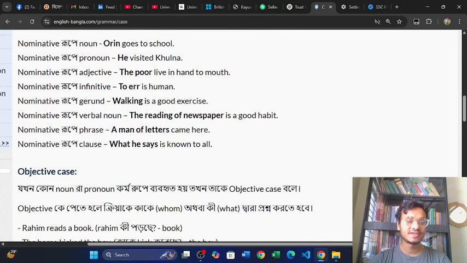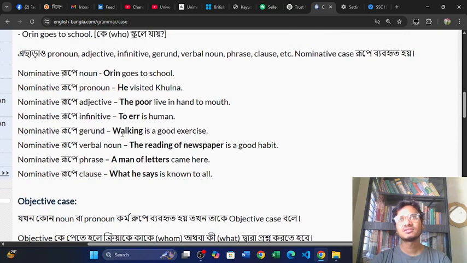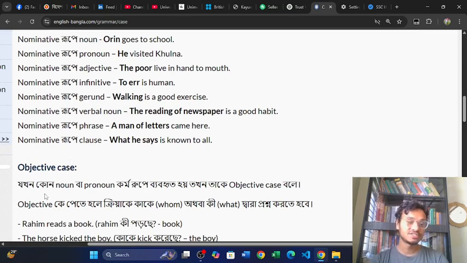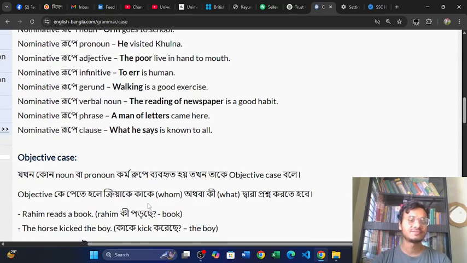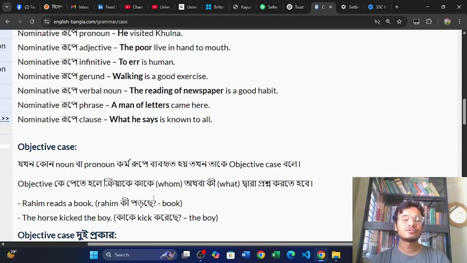So let's see objective case. Nominative case we can also call subjective case. Objective case is somewhat different. When we ask a question and find a noun or pronoun that indicates the object, we call it objective case. Which question do we have to ask for the object? Whom and what. You also have to know the Bengali meaning.